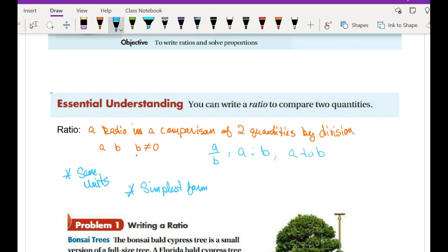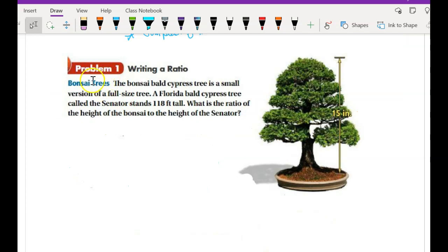So a couple of things that you want to keep in mind. Whenever you write a ratio, it needs to be in the same unit, and you want your ratio in simplest form. So that means you would reduce it like you would any other fraction. Okay, so let's get started. Let's look at number 1.